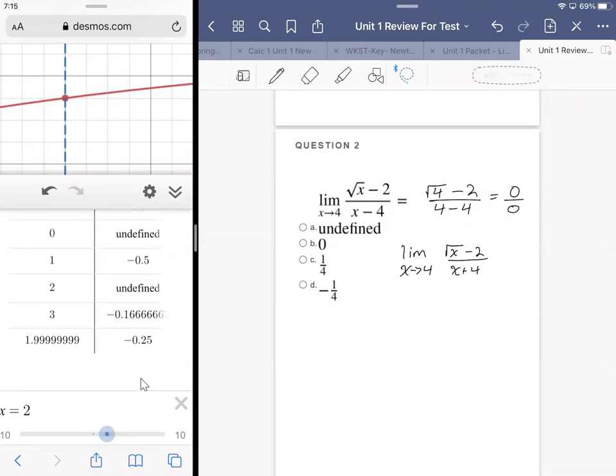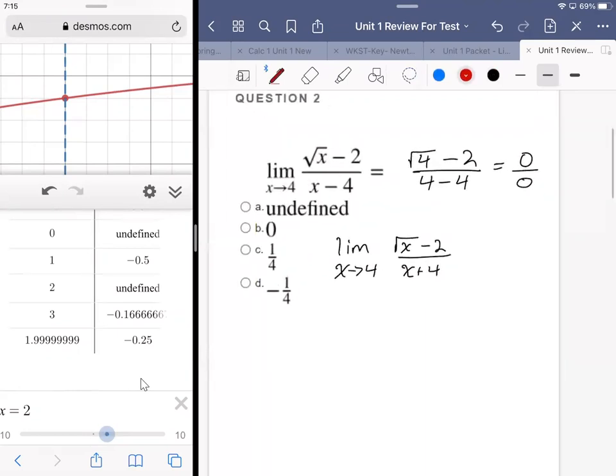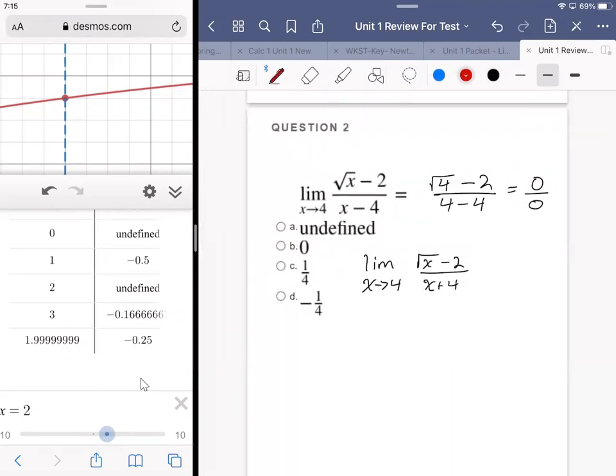There's a few different ways to handle this one. One way, and probably the simplest way, is to multiply by a conjugate. So multiply top and bottom by radical x plus 2. When you distribute out the top, it's x minus 4.